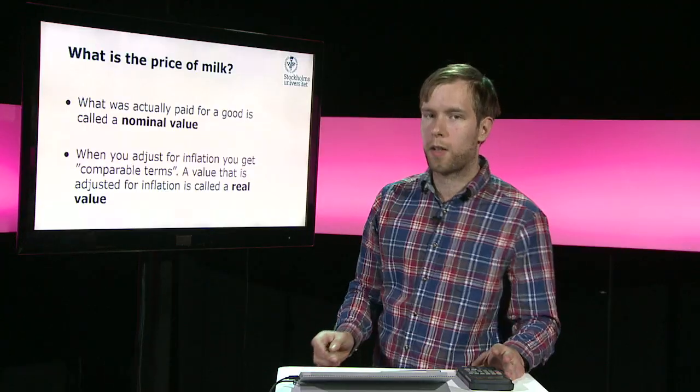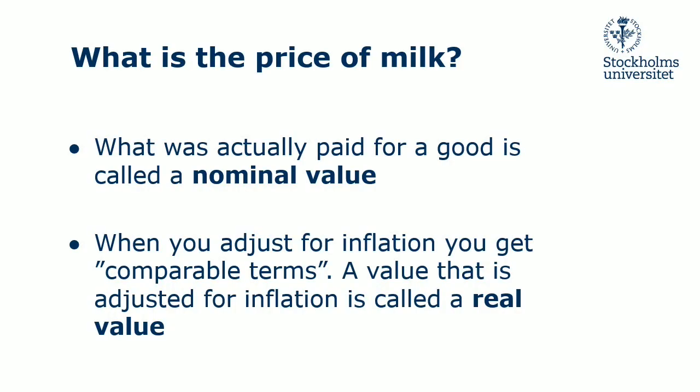But maybe everything has increased by 50%. And then you have something called the real value. So the real value is when you adjust for inflation. And the reason you do that is, as always in finance, we want comparable terms. So we don't want to know that a glass of milk cost 15 krona instead of 10. We actually want to know how much has it increased above inflation. So a value that is adjusted for inflation is then called a real value.